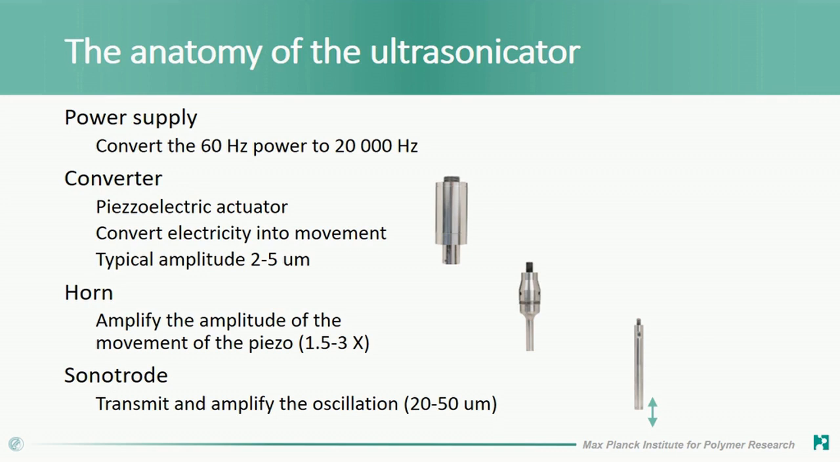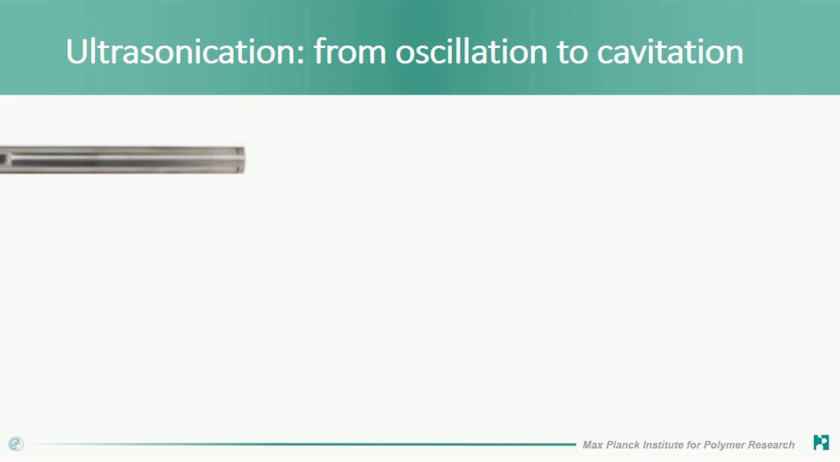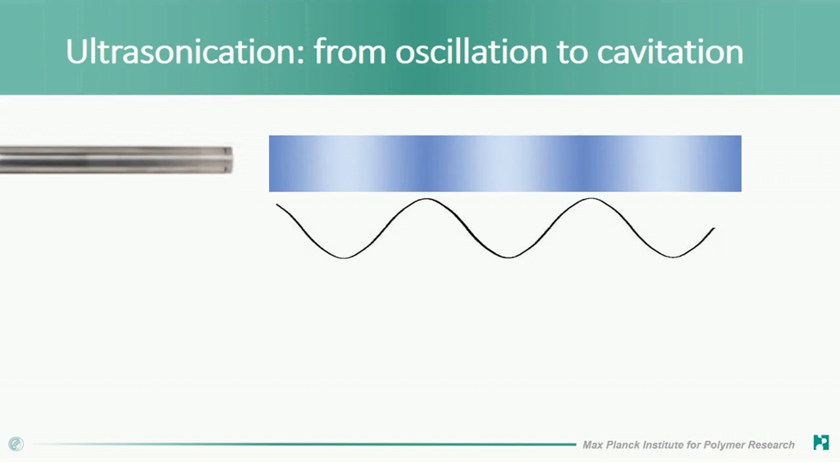So we could see that if we have a big beaker containing 10 milliliters or 20 milliliters of solvent, it's not only this little oscillation that will create the mixing that we need to break the droplets. It's much more complex than that. So here we have our tip that is oscillating. In the solution, it creates waves in the liquid of different density.